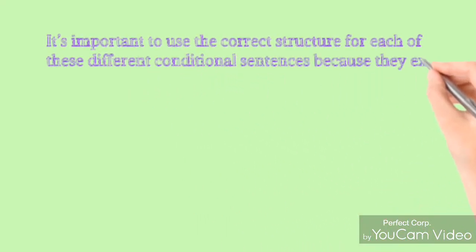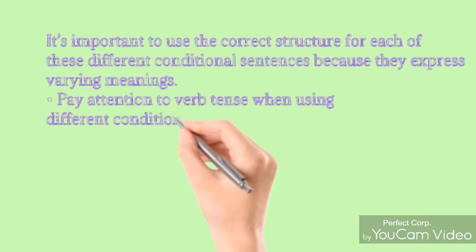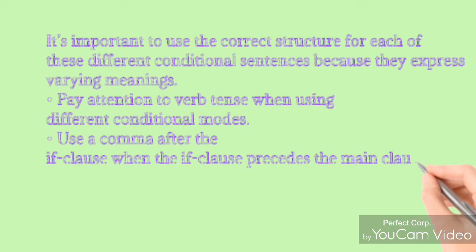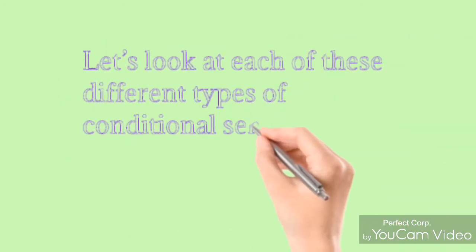It's important to use the correct structure for each of these different conditional sentences because they express varying meanings. Pay attention to verb tense when using different conditional modes. Use a comma after the if clause when the if clause precedes the main clause. Let's look at each of these different types of conditional sentences in more detail.